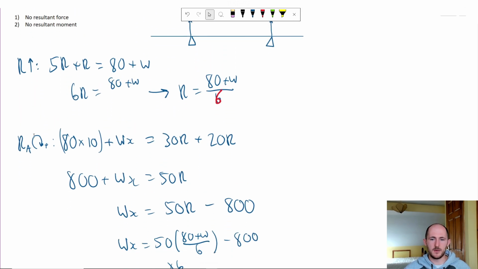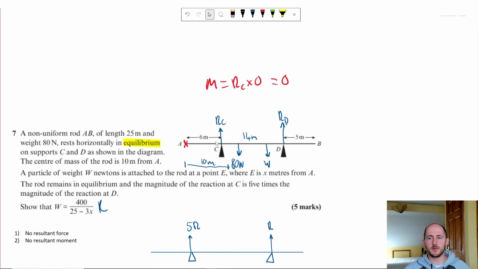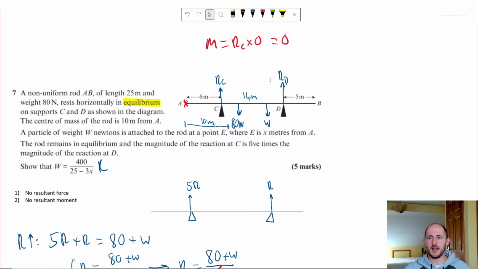And let's say we did this resolving and we couldn't find a solution, then what do I do? I take moments about a different point, and try to eliminate something. That's what you need to do continuously. And again, remember this point here. If I take moments about a point that has a force on it, that force is basically nothing for the moments. So do keep that in mind.